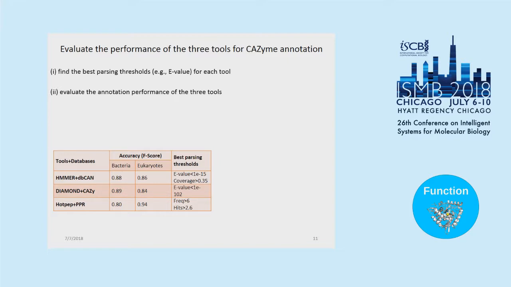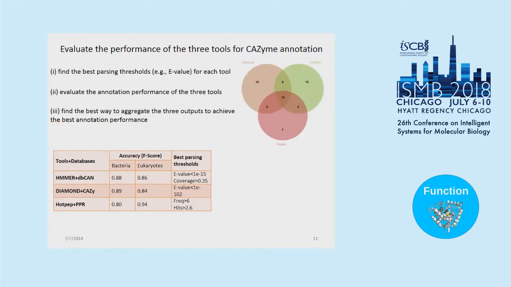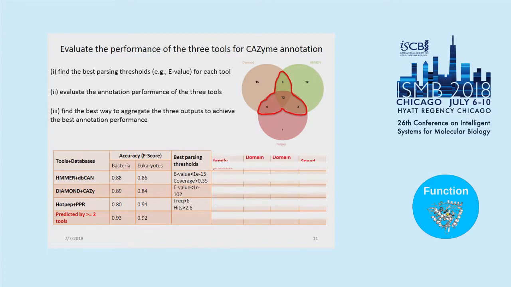Basically, DIAMOND works the best for prokaryotes and worst for eukaryotes, and HotPep is the opposite. HMMER plus dbCAN actually gives you a more balanced F-score and slightly better overall performance. More importantly, when we combine results predicted by at least two tools, we were able to improve the F-score from 88 and 86 to 93 or 92. So basically, by combining results from the three tools, we can improve the prediction accuracy. In terms of speed, HMMER is the slowest, and DIAMOND and HotPep are both very fast.